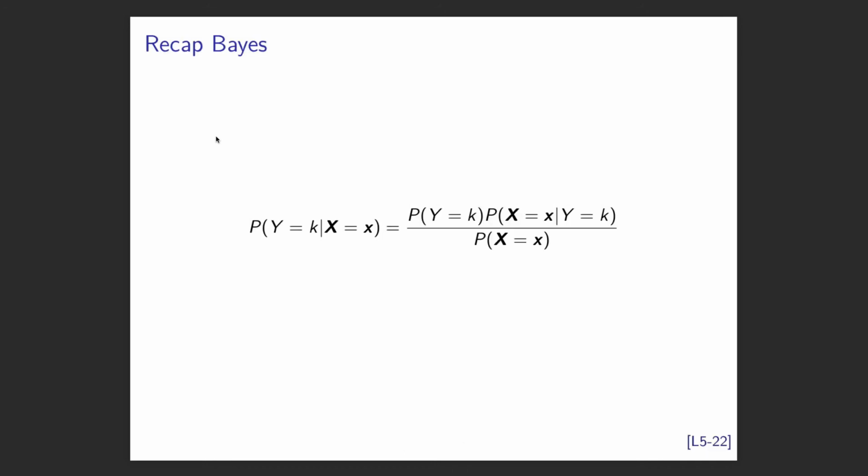So let's go back to this recap of Bayes. What I'd really like to do is, I've got some predictors, X, and I'd like to work out the probability that this observation is in class k, given those predictors. And Bayes' rule says that can be written as the probability that X equals x given Y equals k, times the probability Y equals k, over the probability X equals x. That's Bayes' theorem.